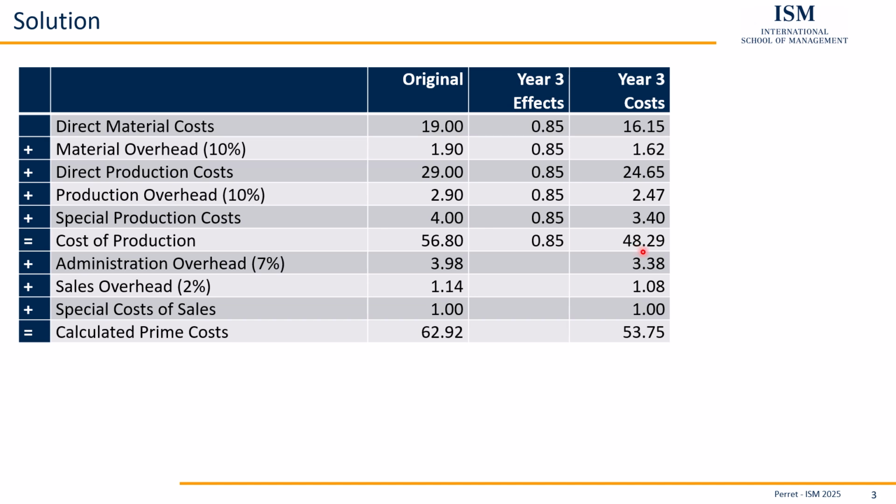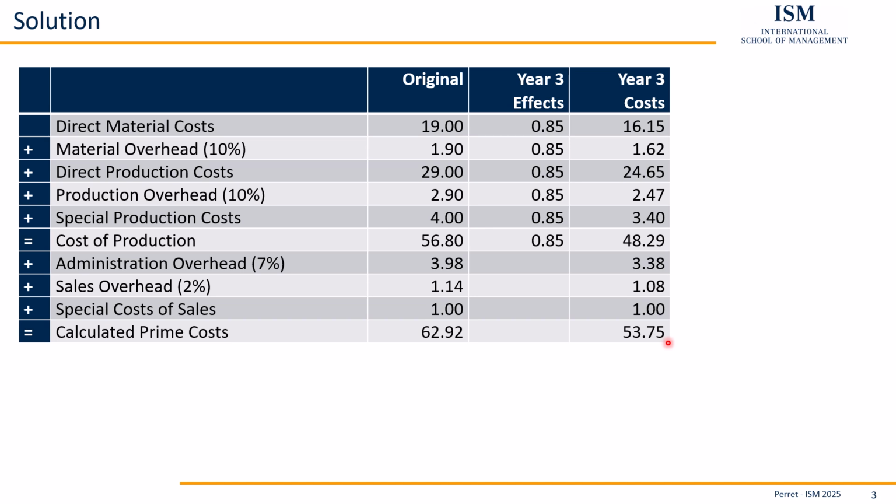Of those, I'm going to calculate the administrative overhead, 7%, and the sales overhead, 2%. The special costs of sale will stay the same for the simple reason that, as I said, this factor only applies to our production process, not to administration or sales. That's why they are not impacted by it. So same costs here, giving us a reduction in prime costs of, well, roughly $9 or euros.